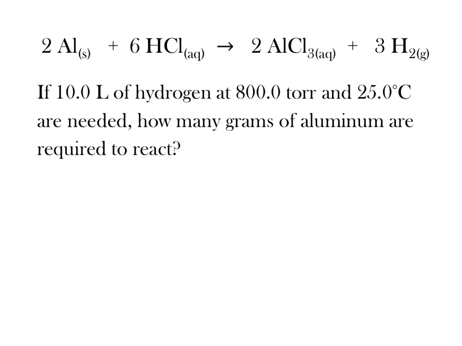All right, let's try another one, and this time we're going to make it a little bit tricky. If 10 liters of hydrogen at 800 torr, and that's supposed to be an R there, 25 degrees C are needed, how many grams of aluminum are required to react?